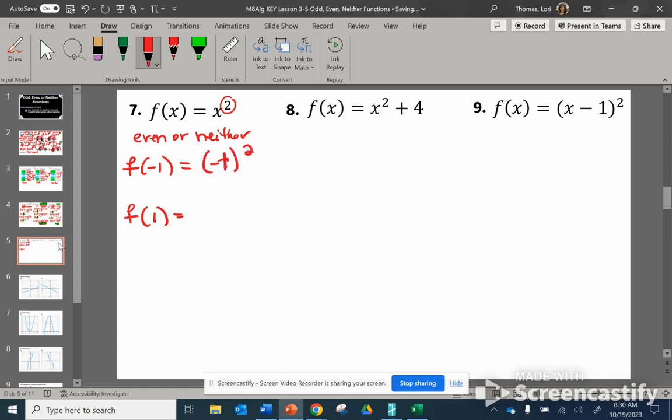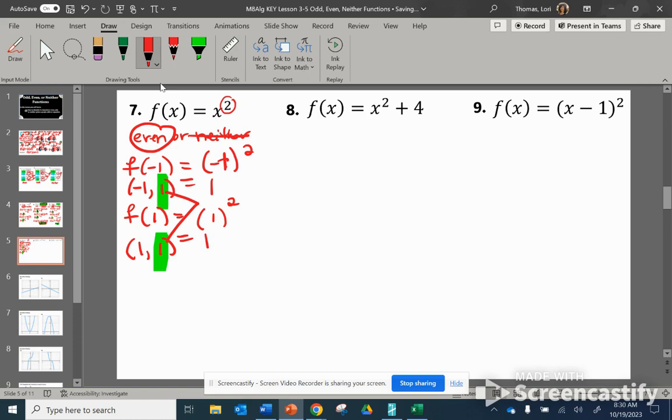-1 squared, again using parentheses, a negative times a negative is positive. So this point is -1, 1. Now when x is +1, 1 times 1 is 1, so I get 1, 1. I'm looking at the outputs, and these are the same. So it is even and not neither. It is symmetrical about the y-axis. Let's go on to our next one.